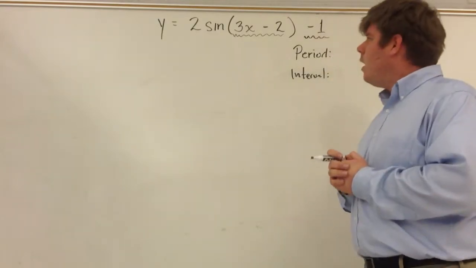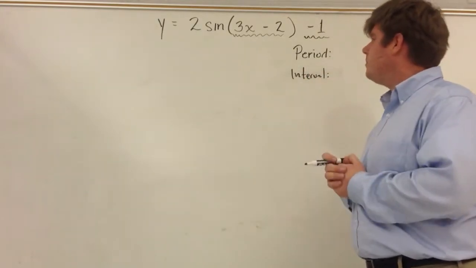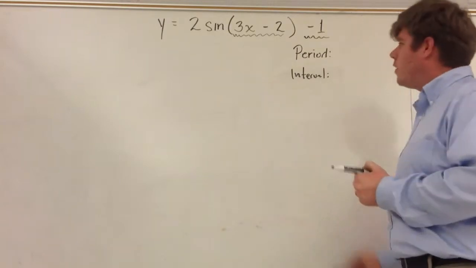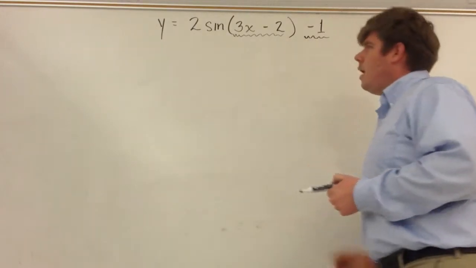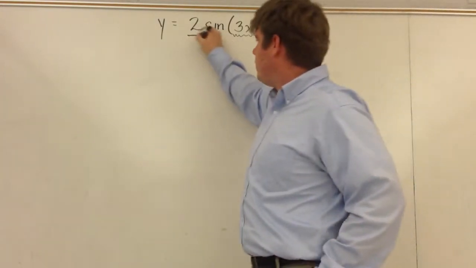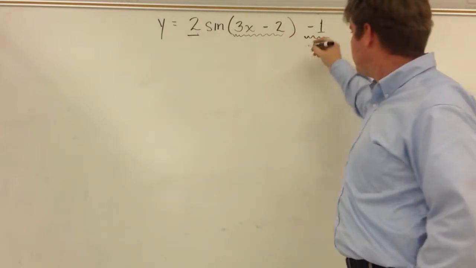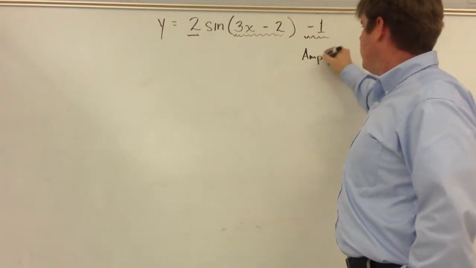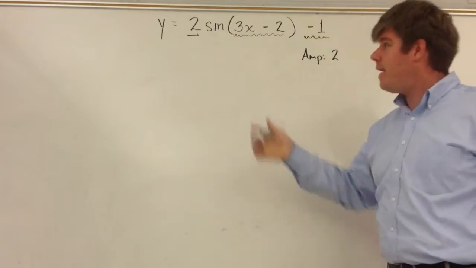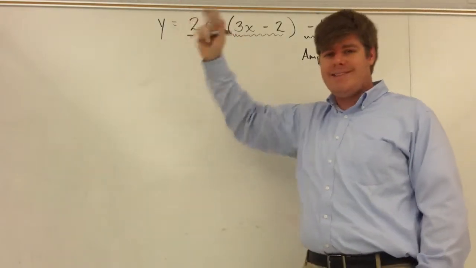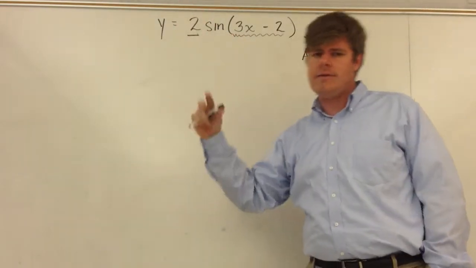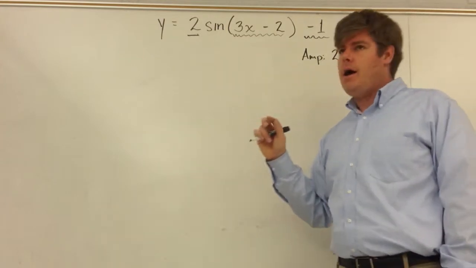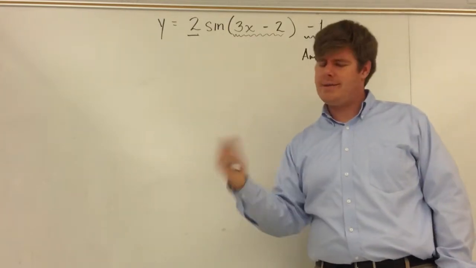So here we go. Take a look at this function. There's some things that I can write out first right away if I want. Usually I always tend to write out what my amplitude is going to be. So I'll say, okay, my amplitude is going to be a 2, the absolute value of this. If it's negative, you don't write negative. It's the absolute value of that A, because amplitude, remember, is a length, and length can't be negative.